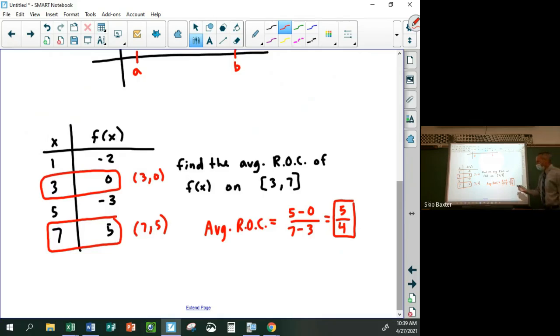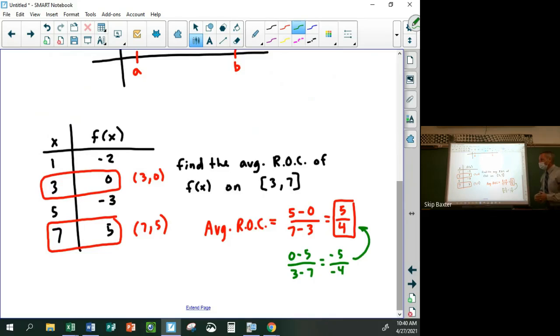Now you might be wondering, what if I subtract them in a different order? You'll get the same thing. If I subtract by taking this y value first, as long as I'm consistent and take this x value first, I'll get the same thing. I'll get 0 minus 5 over 3 minus 7, which is -5 over -4. It's the same answer. So it doesn't matter when you're calculating slope which point you pick first as the y value, as long as you pick the same point for the x value to go first.